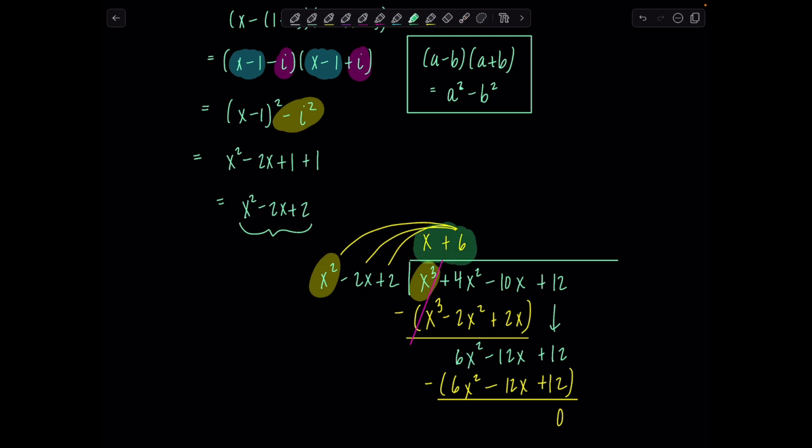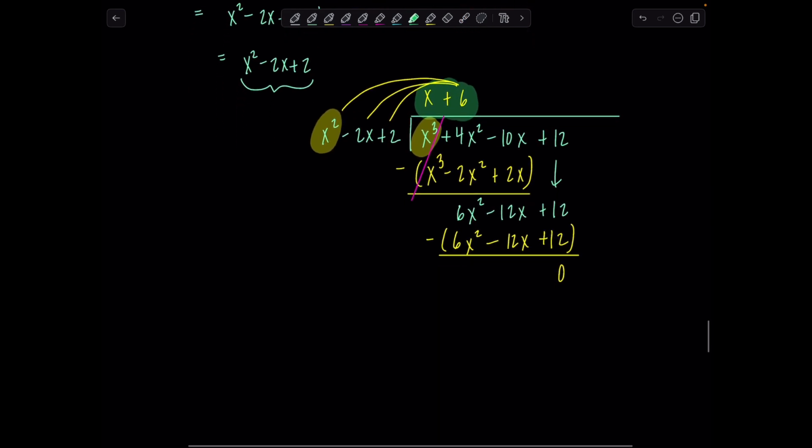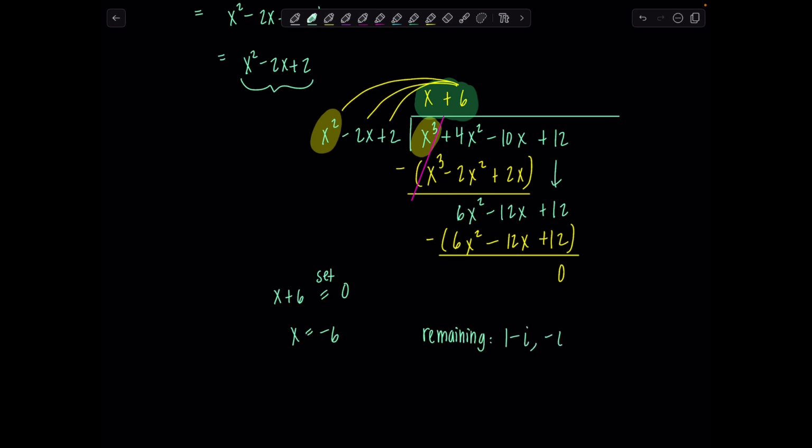X plus 6 is the quotient. So my one remaining 0 is sitting right in there. I'm going to take x plus 6, set it equal to 0, and I get x equals negative 6. So the remaining zeros, they only gave me 1 plus i. I went ahead and found 1 minus i and negative 6 with your help. No, it wasn't all me.